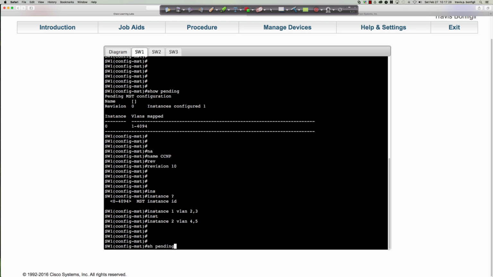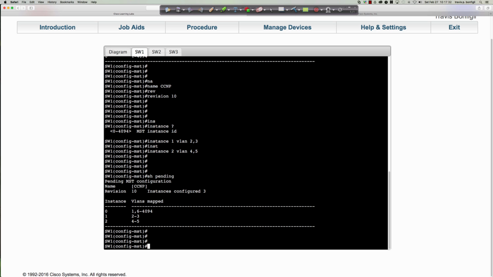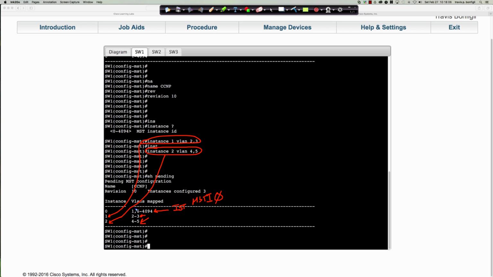Let's now go back and say show pending. So that's what's pending, right? And you can see that we've got these 2 additional instances now. So I've got instance 1 and instance 2. And those are the instances that I just created here and here, right? And you can see what VLANs are mapped to instance 1, 2 and 3. Which VLANs are mapped to instance 2, 4 and 5. And take a look at the change here. MST0, the IST, the internal spanning tree instance, has everybody else that is not mapped to a user-configured multiple spanning tree instance. So he's got 1, comma, and then 2, 3, 4, and 5 are mapped out here. So 1, comma, 6 through 4094.